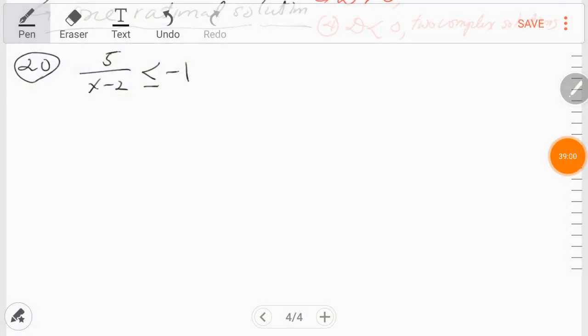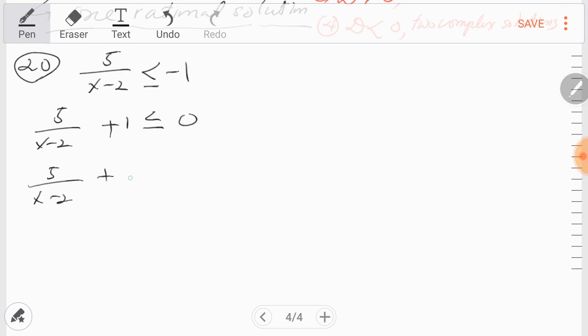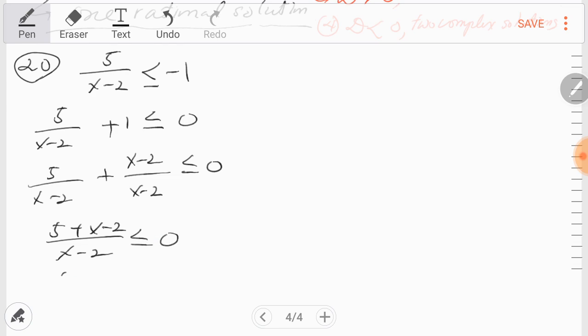Okay, the last one, number 20. Solve the inequality. First move negative 1 to the left, then plus 1, and then make the same denominator, so x minus 2. The numerator is x minus 2. Then combine the numerator. So this is x plus 3 over x minus 2 is less than or equal to 0. So we just rewrote the inequality into this.